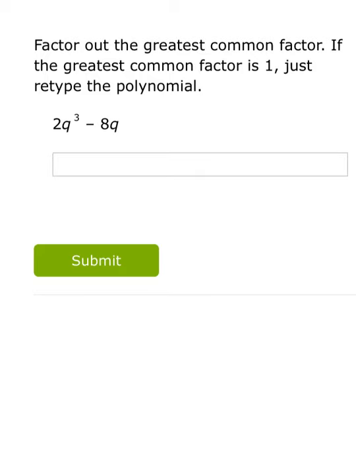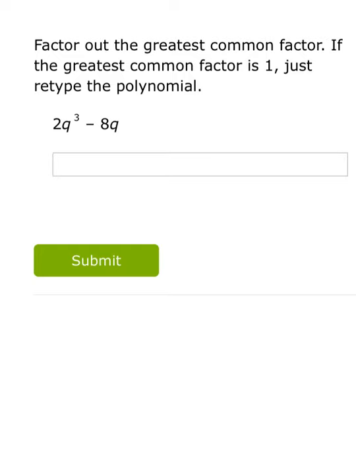So now that you've learned how to find the greatest common factor, we can actually start factoring it out of these polynomials. Remember that factoring is just the opposite of multiplying. You're going to be dividing out the greatest common factor of these polynomials. So let's start with this example and find the greatest common factor of 2q to the third minus 8q.